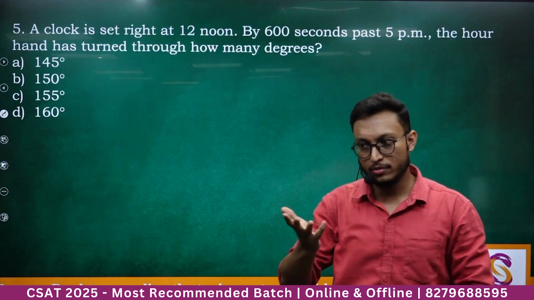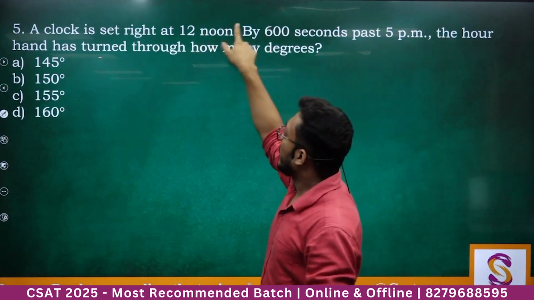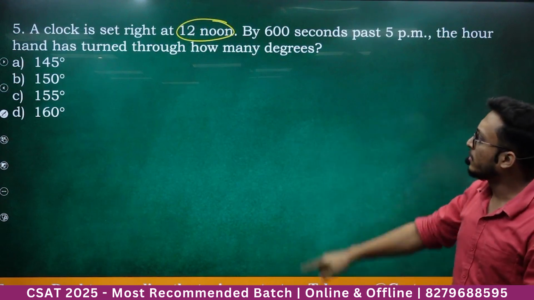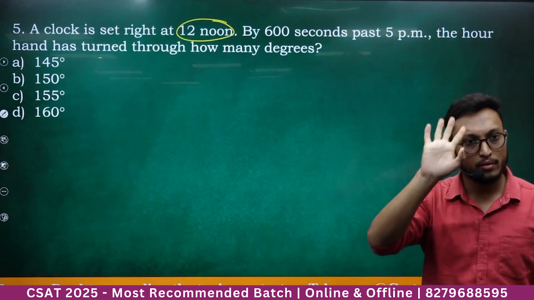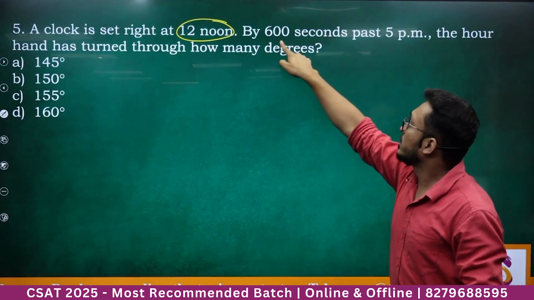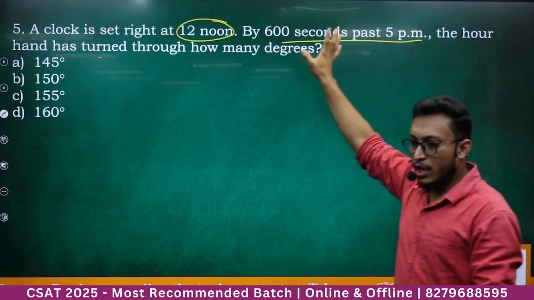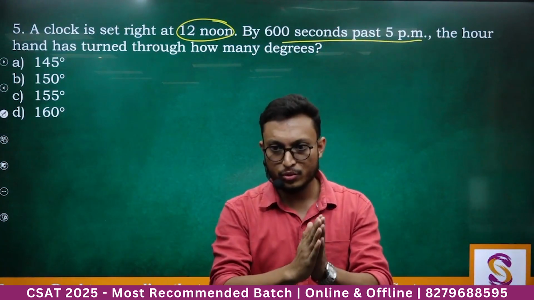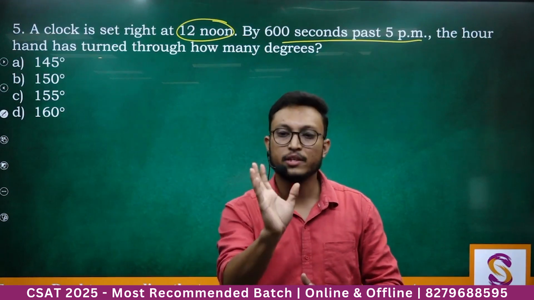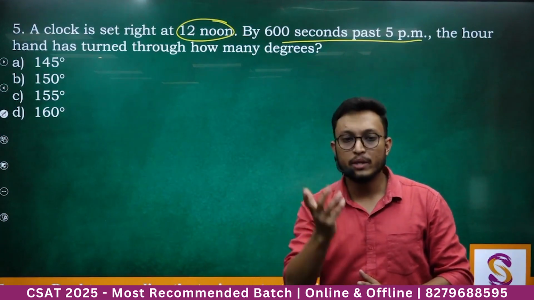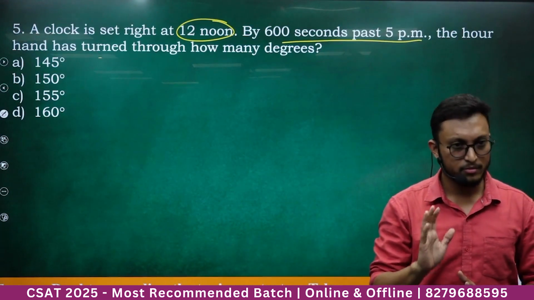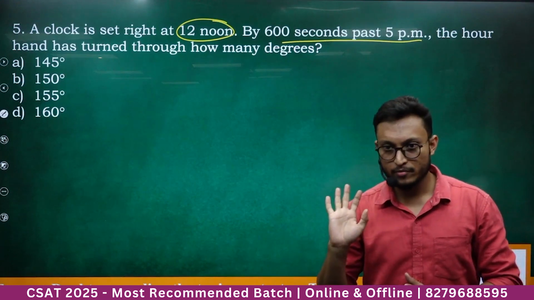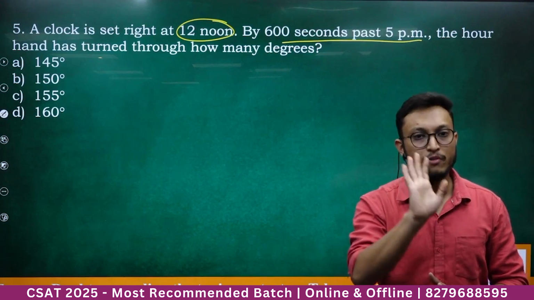ट्राई टू विजुअलाइज. द क्लॉक इज सेट राइट एट 12 noon. Initially the time was 12 noon, the clock was set right, both the hands are at 12. Right now the time is 600 seconds past 5 p.m. मतलब 5 बज चुकी है. 600 seconds after that. 600 seconds means how many minutes? 10 minutes. 600 सेकेंड है, 600 by 60, 10 minutes. तो right now the time is 5:10.